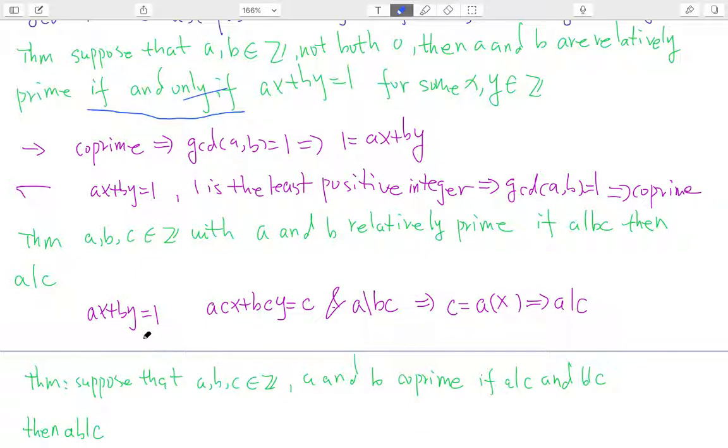You can see that you just expand the expression and then multiply by C on both sides of the equation, and apply the given condition. ACX, A already divides AC, and if A divides BC, then these two parts of the expression can be written as A times something, no matter what this thing is. And then we can conclude that A divides C.